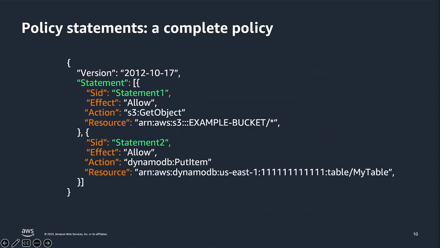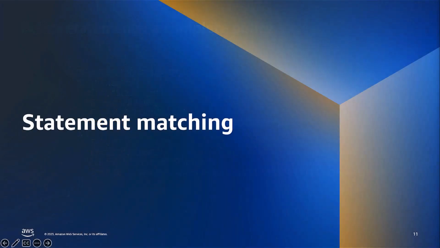Now, we've been focused on a single policy statement up to this point. And here's an example of an entire IAM policy that has multiple statements. You'll see the addition of a version element and then a statement element, which contains the array of your statements. So we've learned about policies, we've learned about statements. Now, how does IAM take our policies and statements and determine if access is allowed or denied? And that's where an exercise that I'll call statement matching comes in.